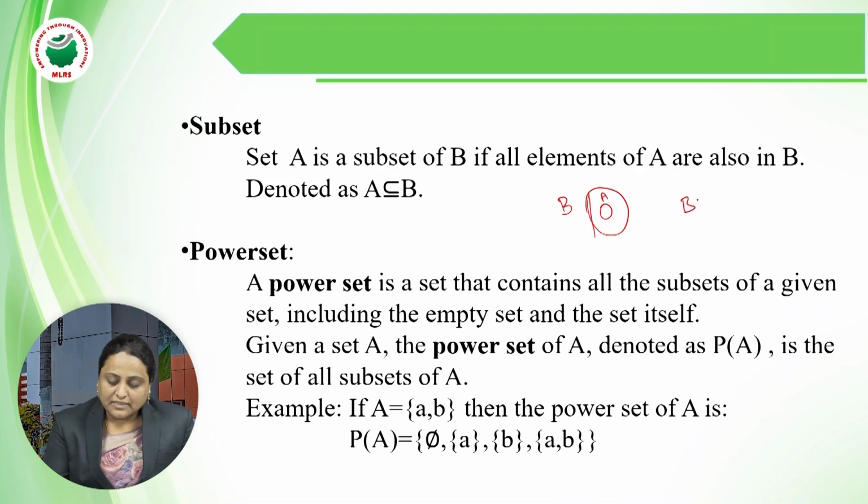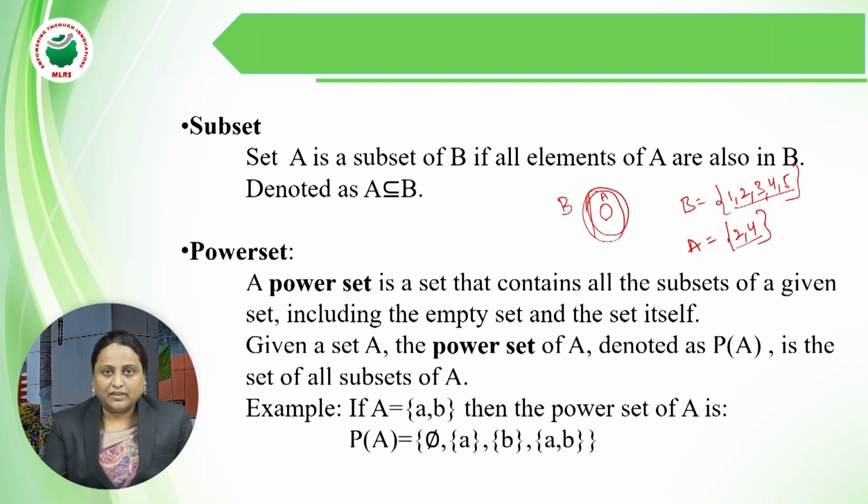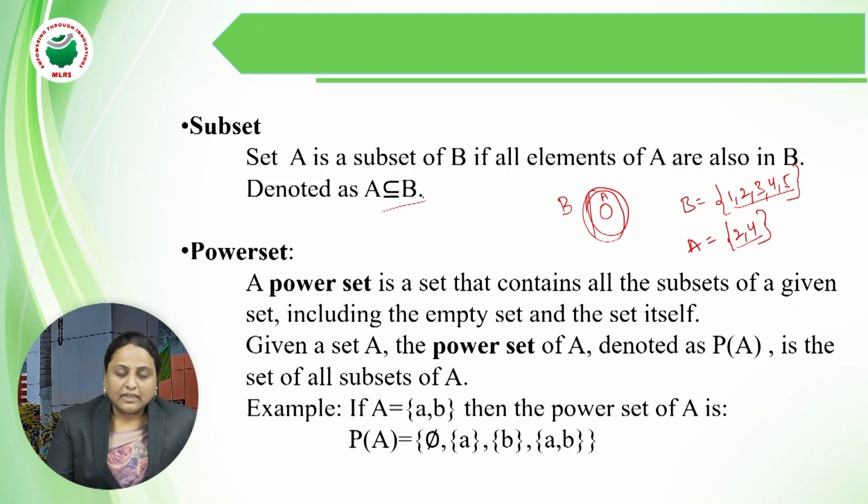That is, if B is having the elements 1, 2, 3, 4 and 5 and A is having the elements 2 and 4. So we observe here B is having the elements from 1 to 5 and A is having a part of it, a sub part of it, 2, 4. So you can call it as A is a subset of B.